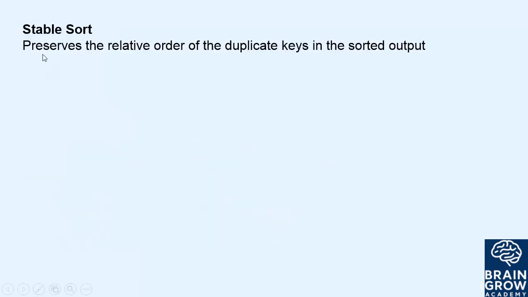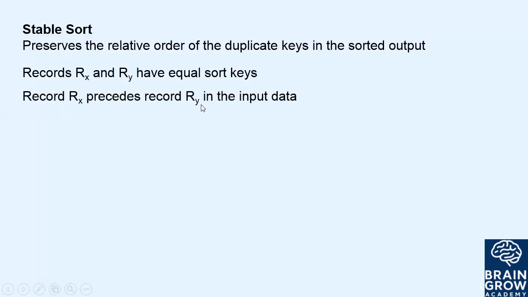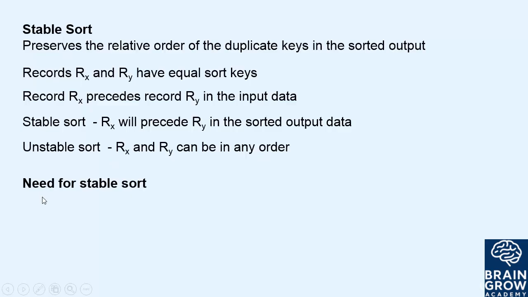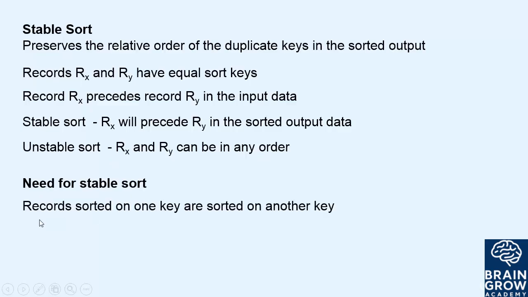So a stable sorting algorithm preserves the relative order of the duplicate keys in the sorted output. If records Rx and Ry have equal sort keys and Rx precedes Ry in the input data, then in a stable sort, Rx will precede Ry in the sorted output data also, while in an unstable sort, Rx and Ry can be in any order. Now, stable sort is desirable in cases when records sorted on one key are again sorted on another key.